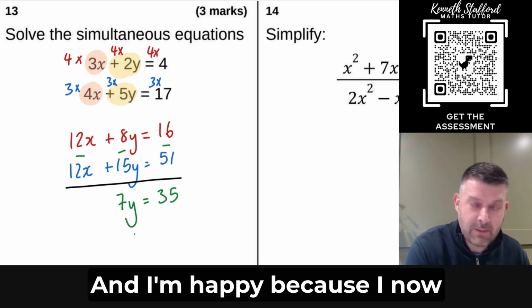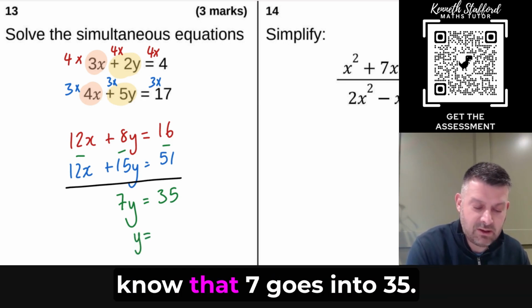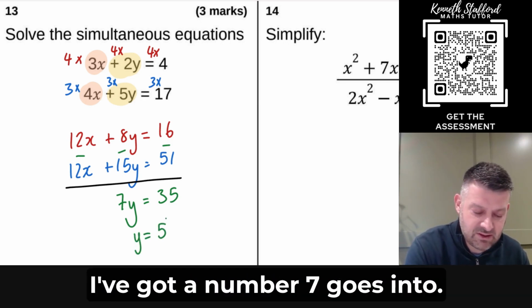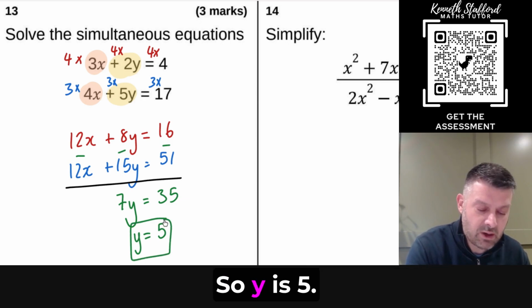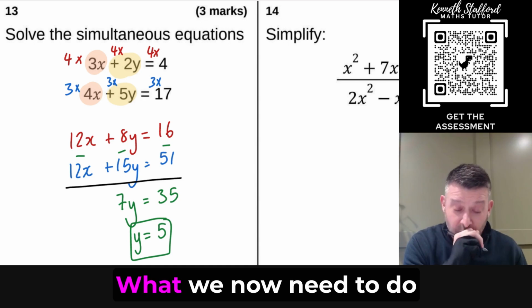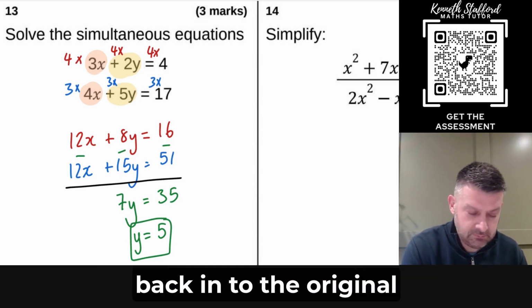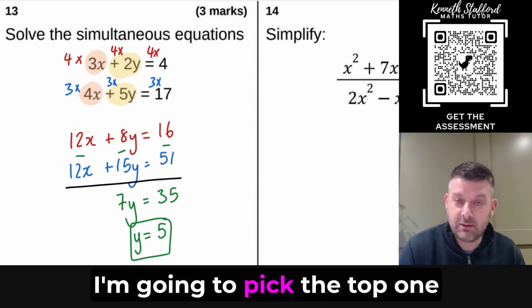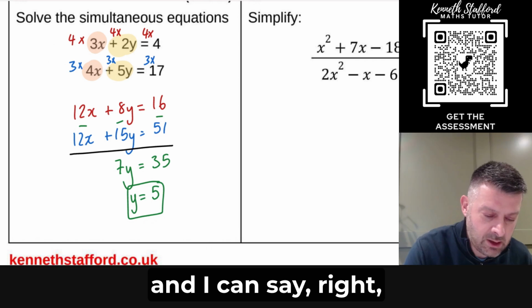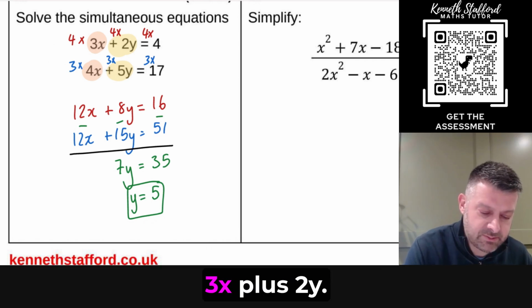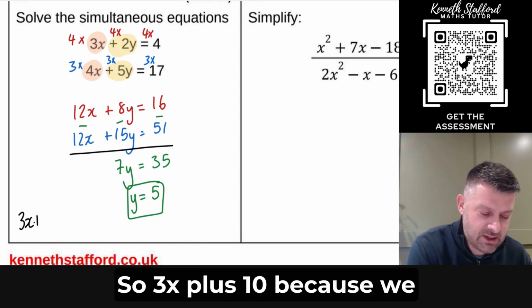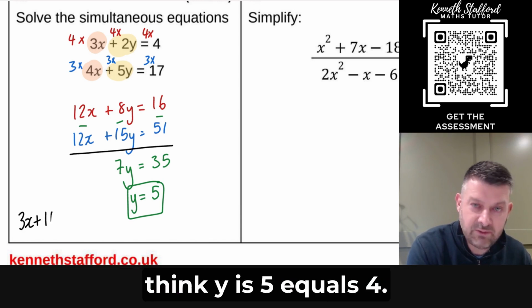And I'm happy because I now know that 7 goes into 35. I've got a number 7 goes into. So y is 5. What we now need to do is figure out x. So we're going to substitute back in to the original equations. I'm going to pick the top one. And I can say, right, 3x plus 2y, so 3x plus 10 because we think y is 5, equals 4.